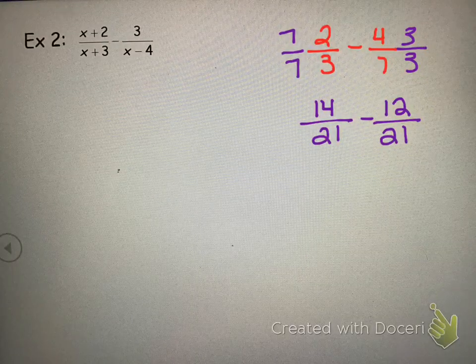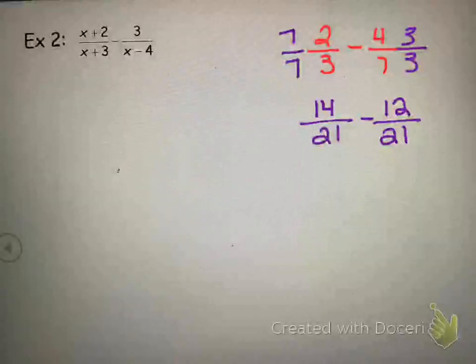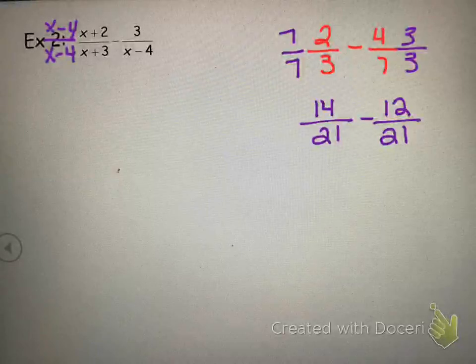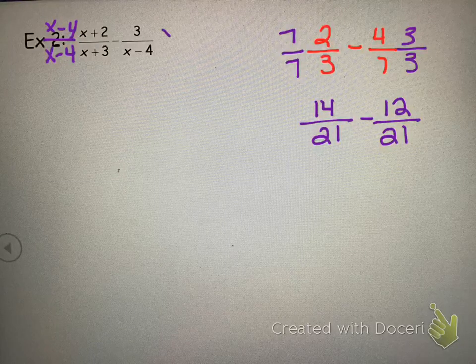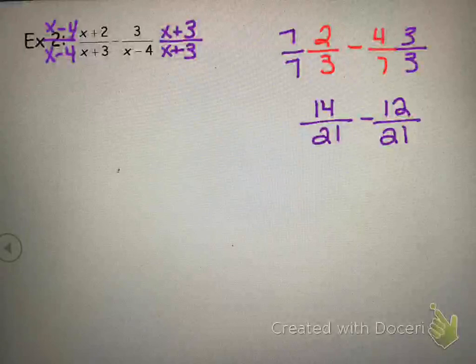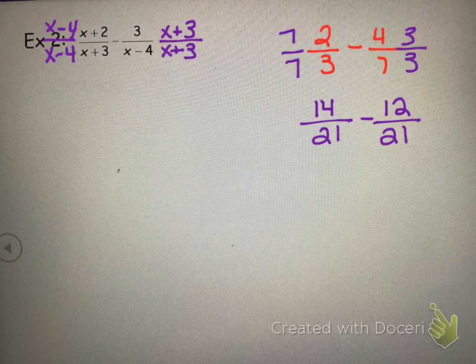Okay, so because x plus 3 and x minus 4 cannot be factored any further, and they have no factors in common with each other, we are going to need to multiply the first fraction by x minus 4 over x minus 4, and multiply the second fraction by x plus 3 over x plus 3 to give these two fractions a common denominator.